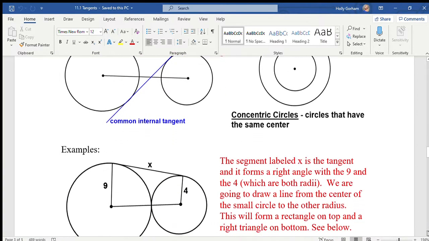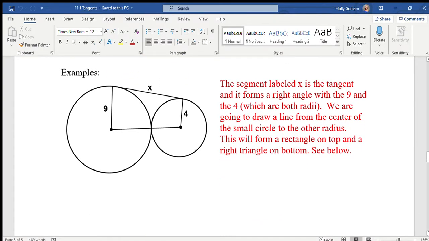Now, some of the actual problems that we're going to do, we've got this first example here. Notice what we have: two circles, one of radius 9 and one of radius 4. We're trying to find the length of x, the tangent on the top. We are going to draw a line from the center of the smaller circle, starting at the circle to the right, to intersect the radius over to the left. That's going to put a rectangle on the top and a right triangle on the bottom. So let's scroll down and see what that looks like.